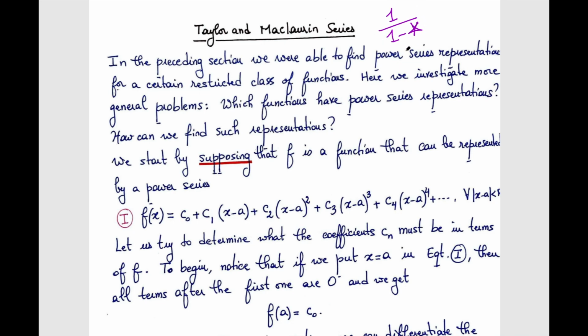And that geometric series converges to this function as long as this guy is in absolute value less than 1. This was the backbone of the previous section. In this section, however, we're going to investigate more general problems. To be more precise, we're going to try to answer the following two questions. Which functions have power series representations, and how can we find such representations?